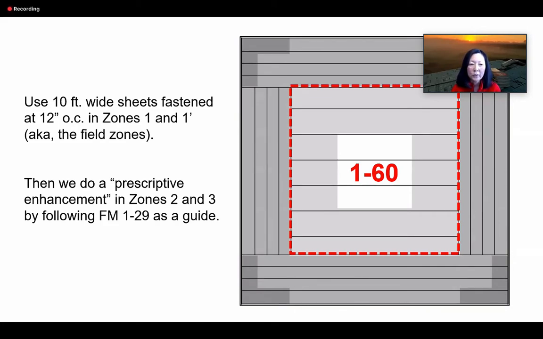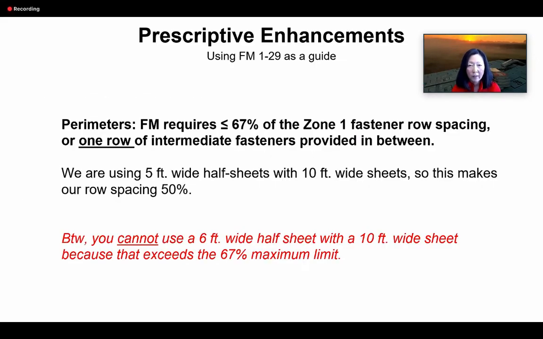Okay? So now we want to prescriptively enhance zones 2 and 3, the perimeters and corners, and we're going to use FM's datasheet 1-29 as a guide. GAF follows 1-29, as you'll see when you read my guide. What FM says is you take the fastener row spacing in zone 1, and you cannot exceed 67% of that spacing when you put in your fastener rows in the perimeters. Or they give you the option, just put 1 row of intermediate fasteners in between them. So that makes it easy, right? That's why we use half sheets. With a 10-foot sheet, we're going to use 5-foot half sheets, and that makes our row spacing 50%.